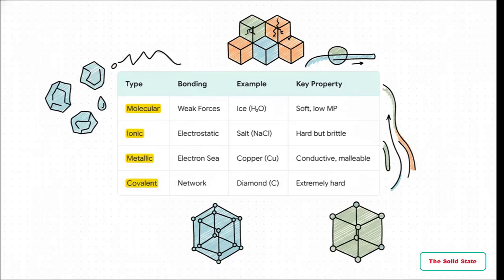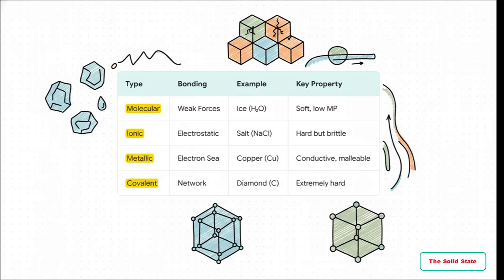Well, take ice. That's a molecular solid. The bonds are pretty weak, which is why it's relatively soft and has a low melting point. Now compare that to table salt, an ionic solid. Those electrostatic forces are way stronger, making salt hard, but also brittle. You know how it shatters?